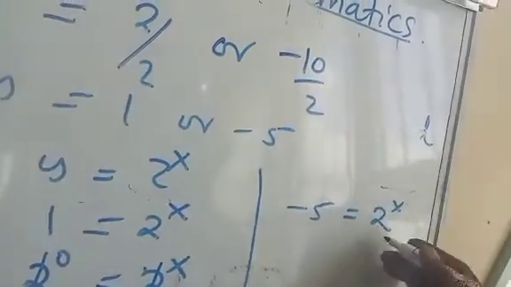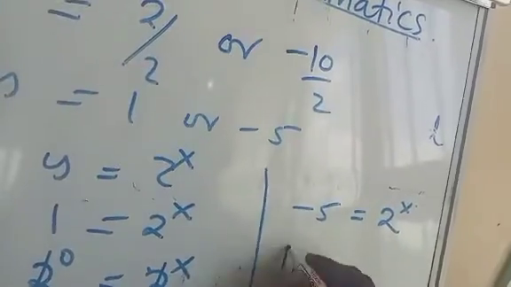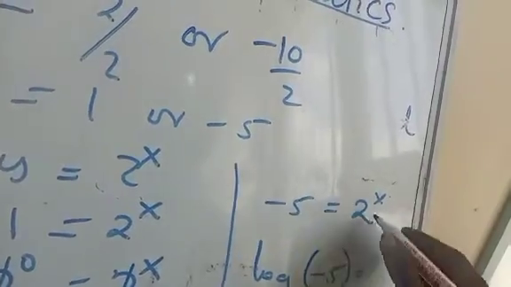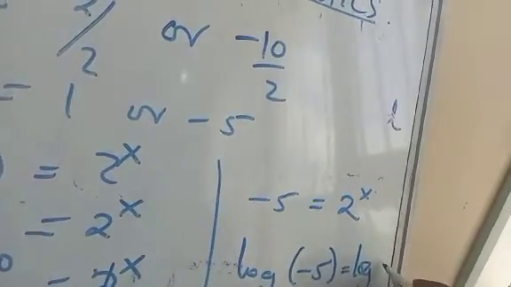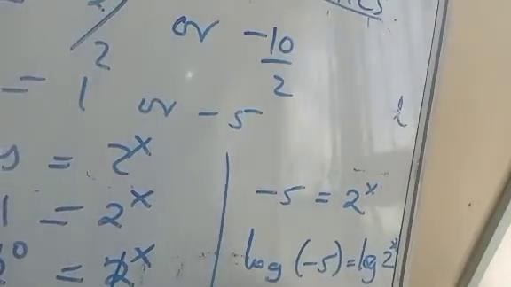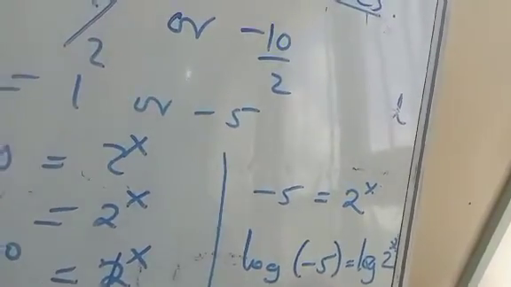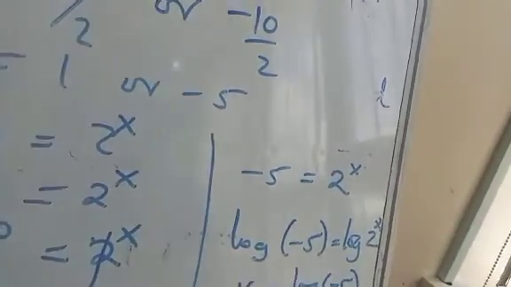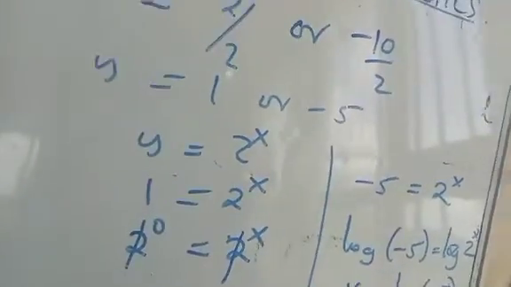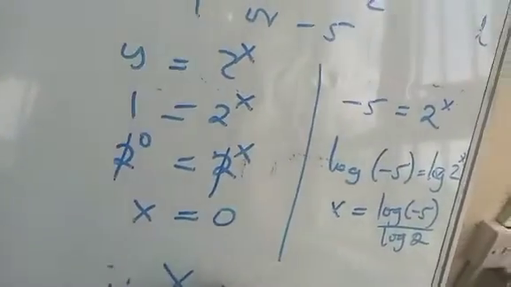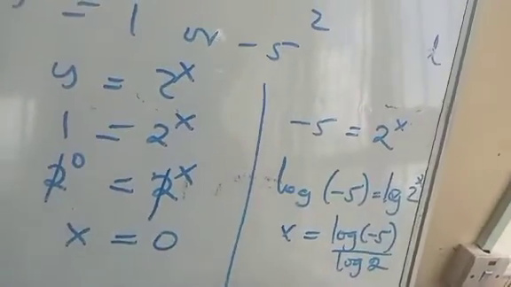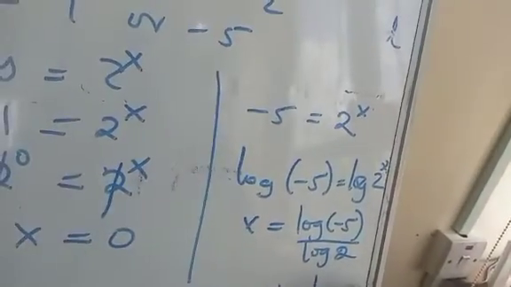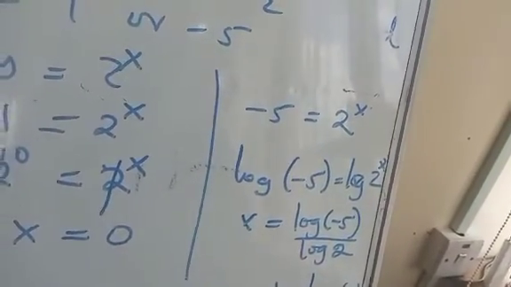So here we can introduce the logarithm on both sides. The logarithm of negative 5 is equal to the logarithm of 2^x. So x will be equal to the logarithm of negative 5 divided by the logarithm of 2. Therefore, x will be equal to 0, or x will be equal to the logarithm of negative 5 divided by the logarithm of 2.